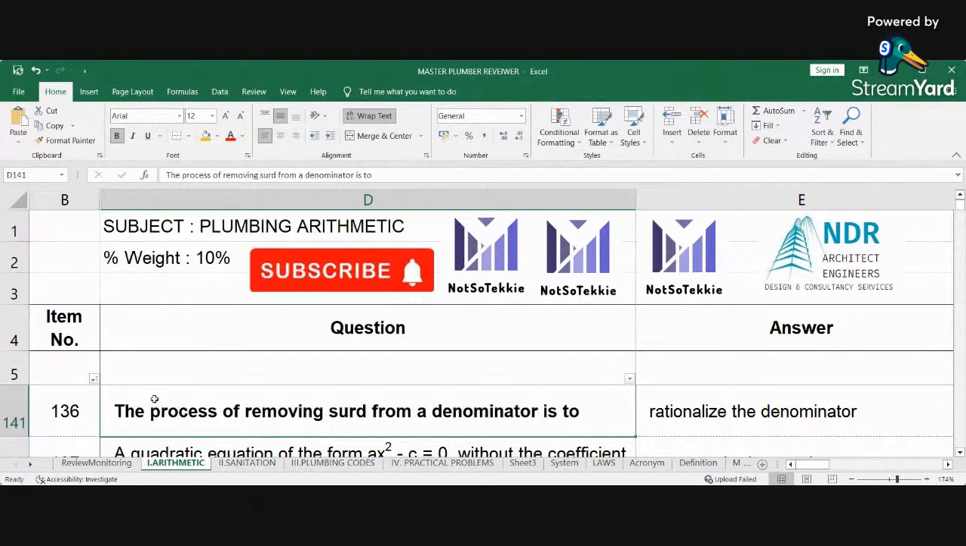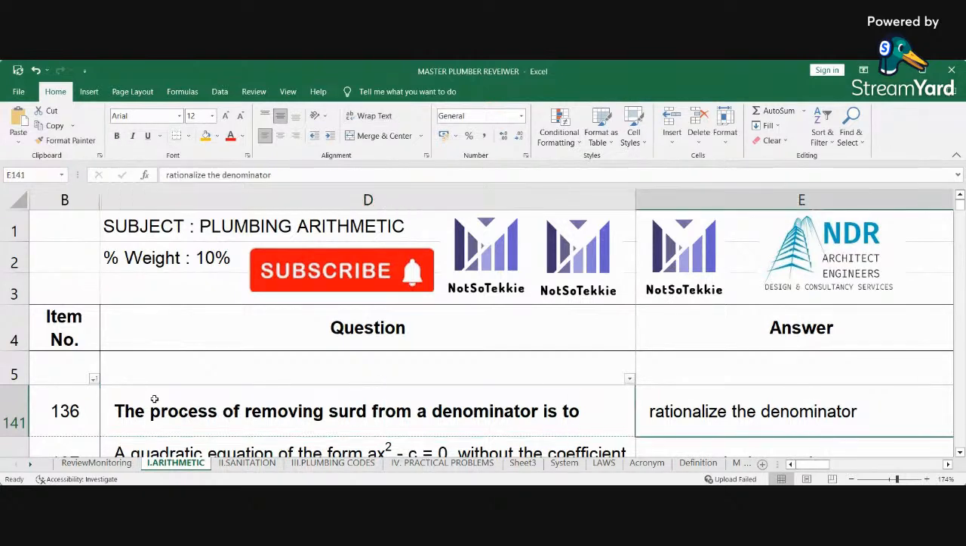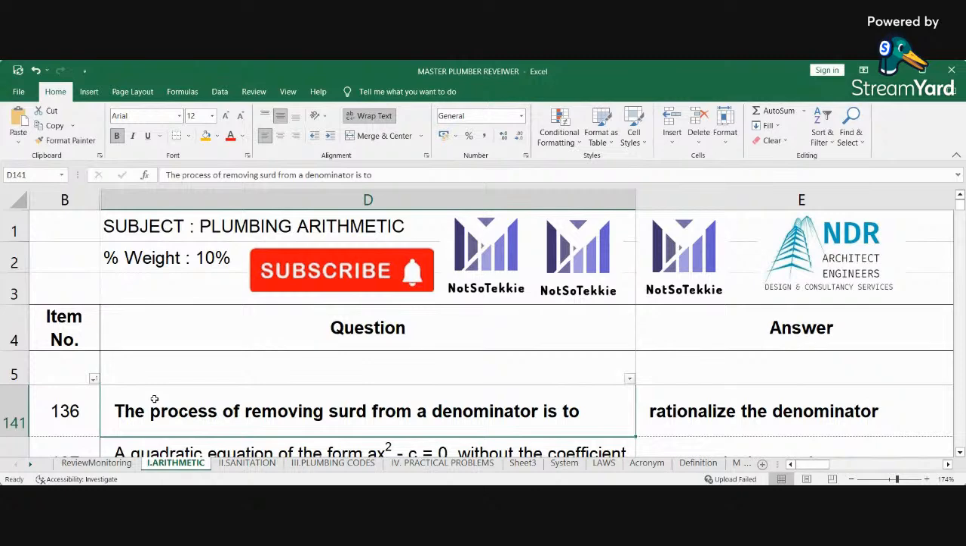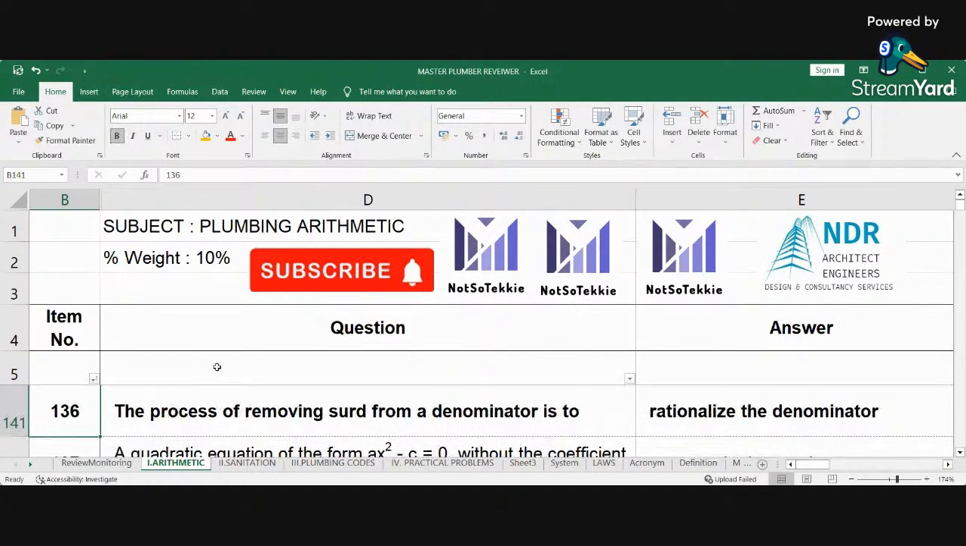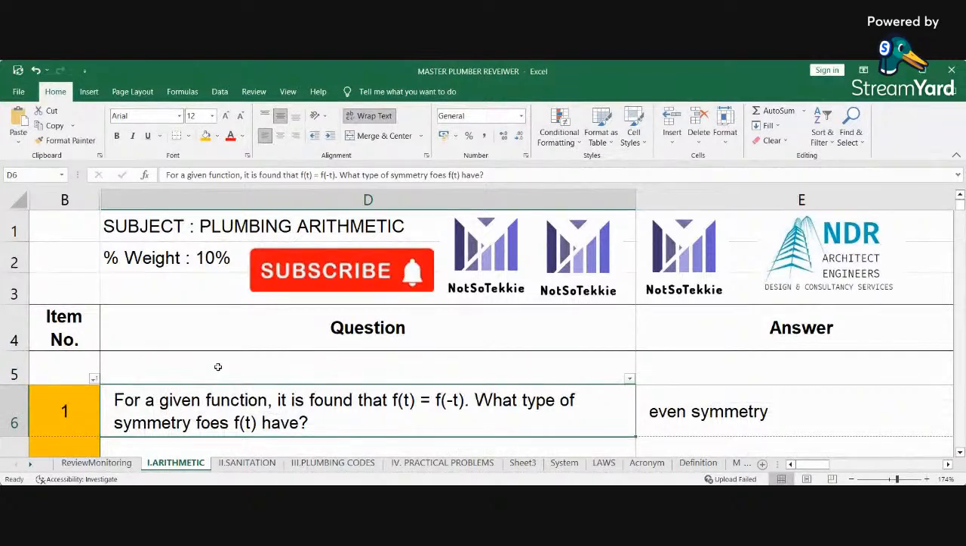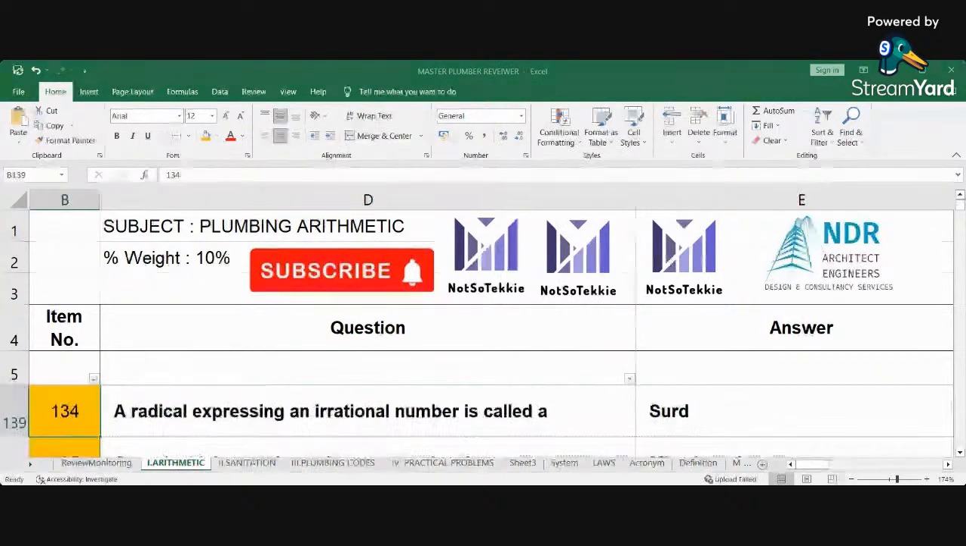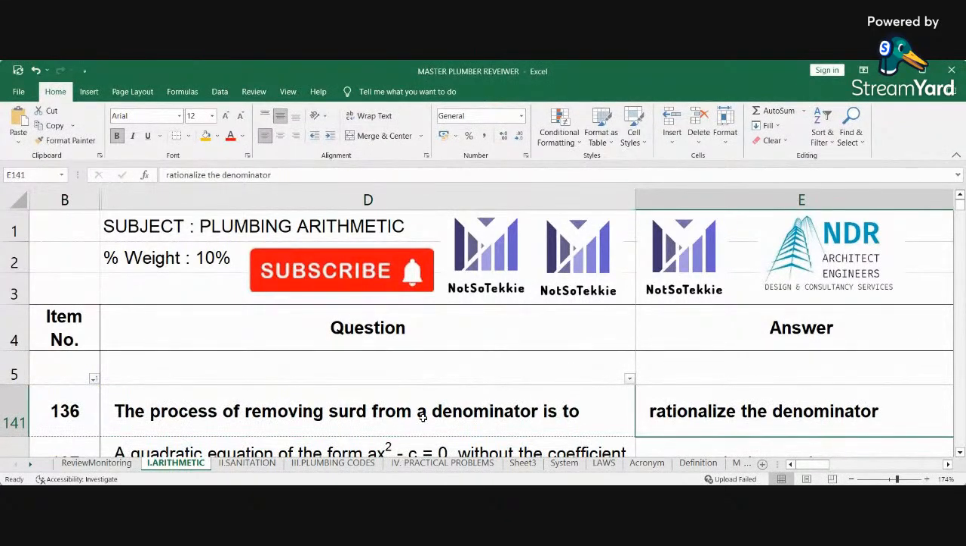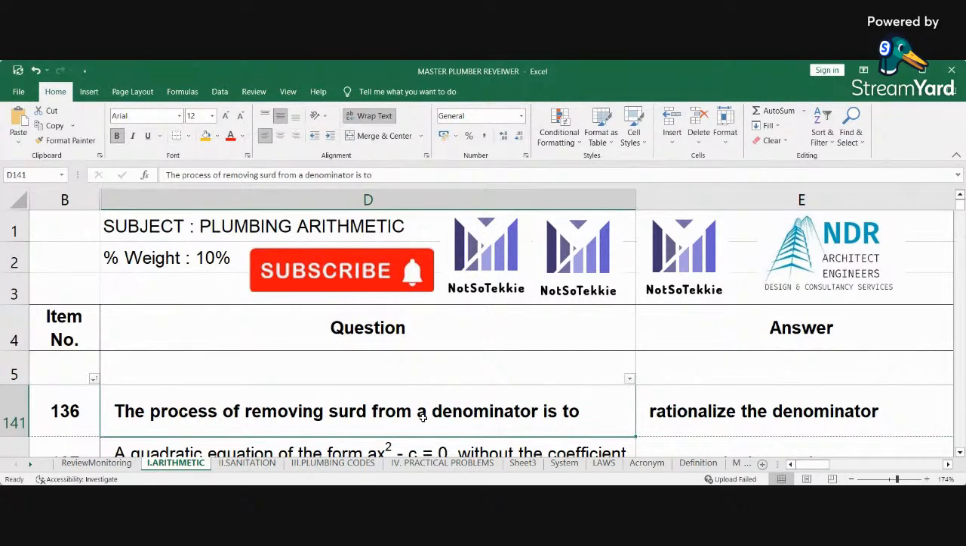136. The process of removing a third from a denominator is to rationalize the denominator. The process of removing a third from a denominator is what? 134, 135, 136. Rationalize the denominator. The process of removing a third from a denominator is rationalize the denominator.